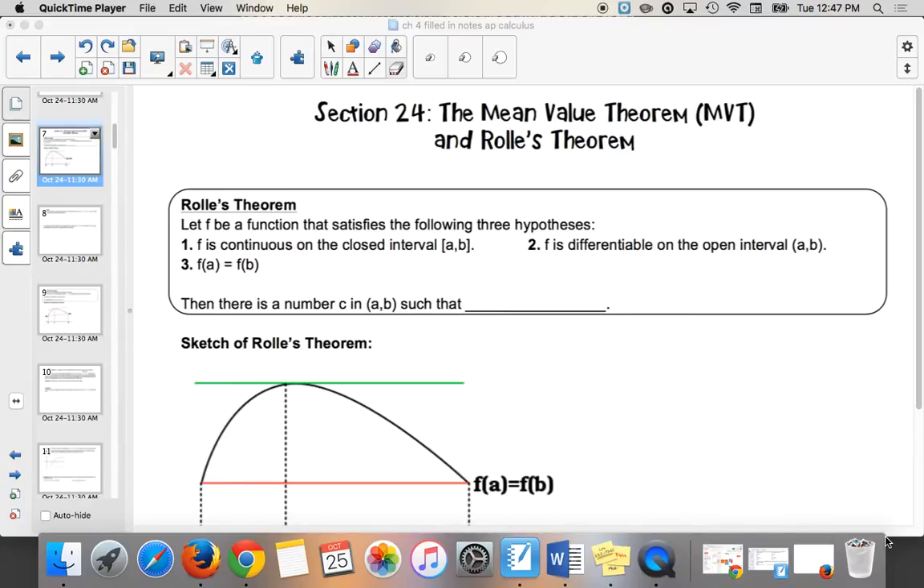We'll be learning two theorems today. One is called the mean value theorem, and one is called Rolle's theorem. Rolle's theorem is actually a corollary of the mean value theorem. It's actually a special case of the mean value theorem. So let's start out with Rolle's theorem.